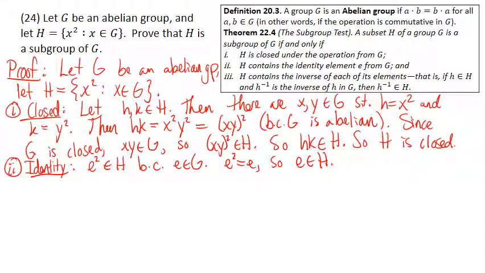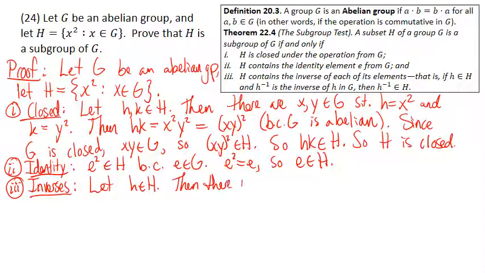All right, and now part 3. So we need to show inverses. H contains inverses. Okay, so let little h be in big H. Now I want to show that little h inverse is also in big H. So what do I get from letting little h be in big H? This means there is, I'll call it x in G, such that little h equals x squared.